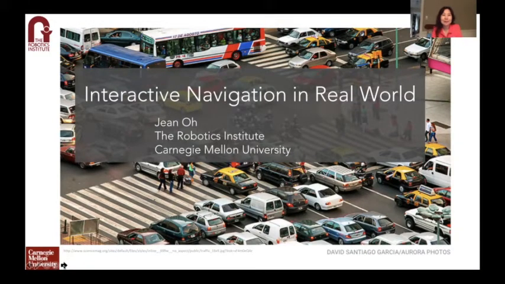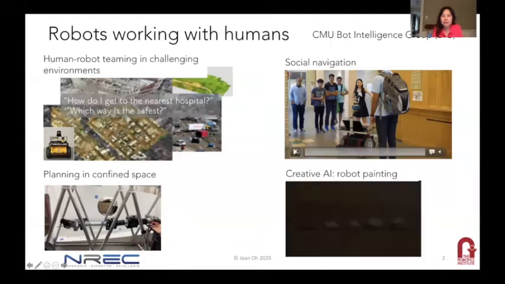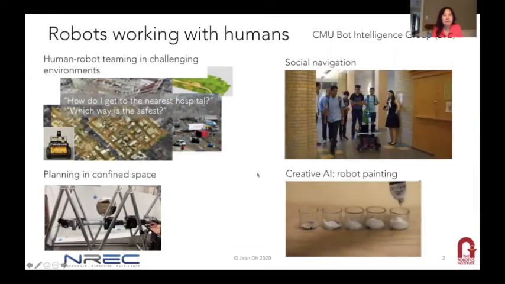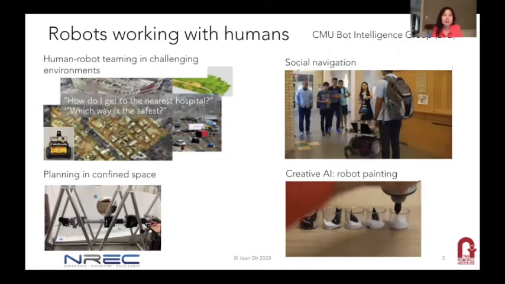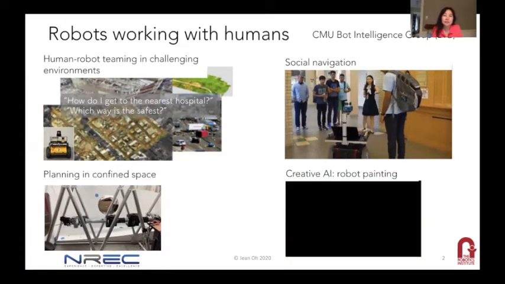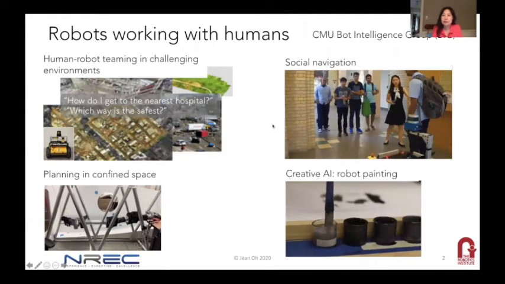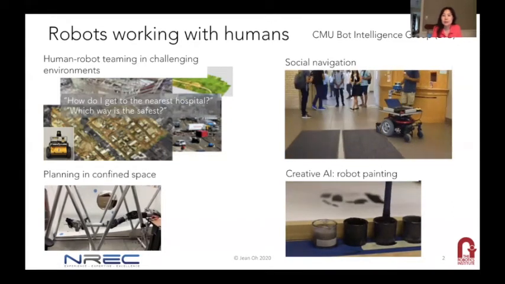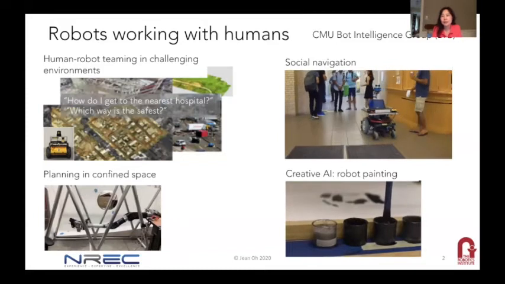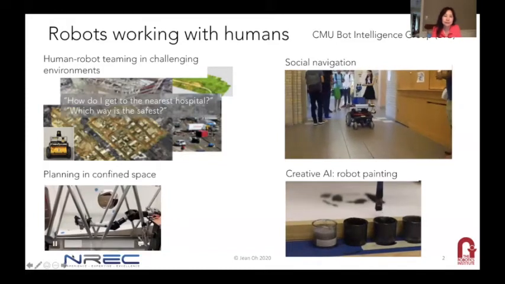Today I'm going to talk about interactive navigation in the real world. In my research group, we are working on developing robotics technologies for human-robot teams, in particular in challenging environments and difficult conditions. We also work on social navigation, where the robot is supposed to navigate in dense human crowds, and on the creative AI space, where we use robotics technologies to enhance human creativity.